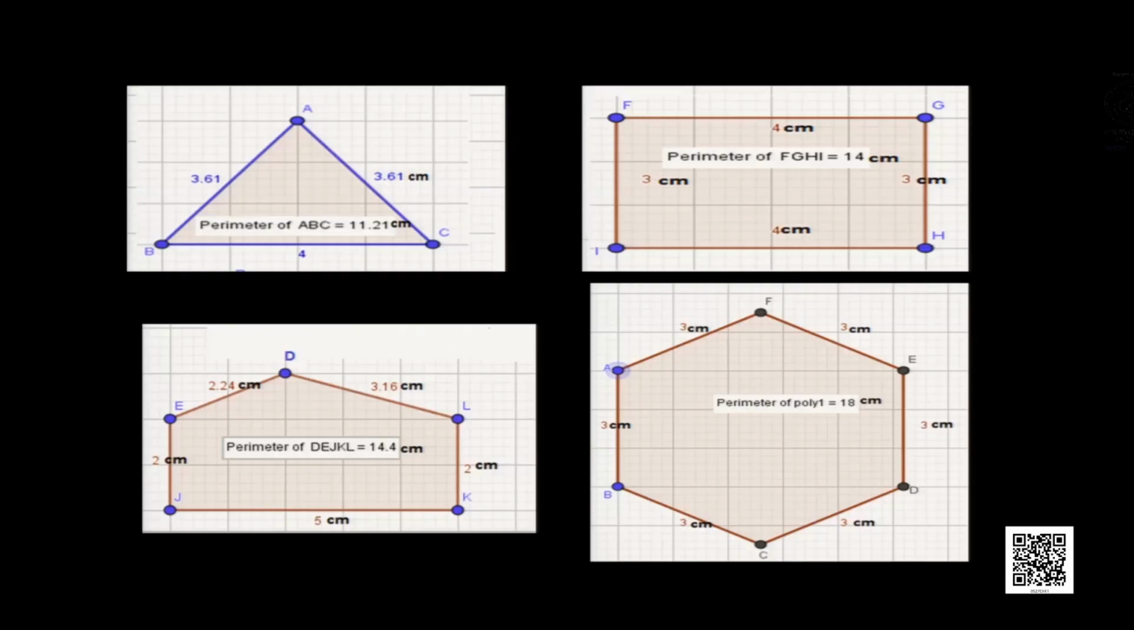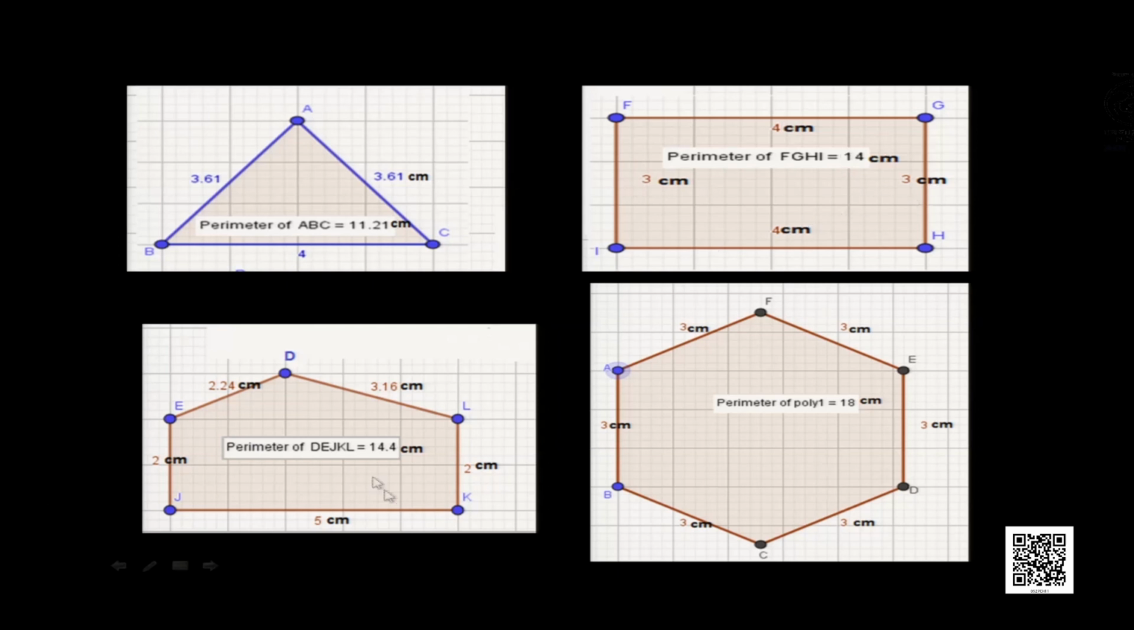See, in the first figure I have taken a triangle. Here the sides of the triangle are 4 cm, 3.61 cm and 3.61 cm. So what will be the perimeter? Just add the sides. 4 plus 3.61 and 3.61, you will get 11.21 cm. Next I have taken a rectangle. Here the sides of the rectangle are 4 cm, 3 cm, 4 cm and 3 cm. Add them, you will get the perimeter as 14 cm.